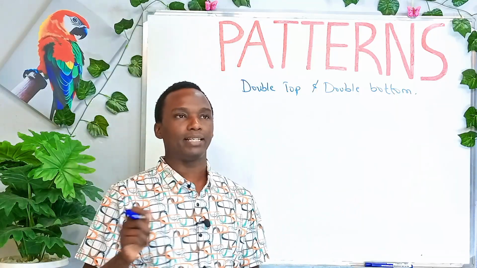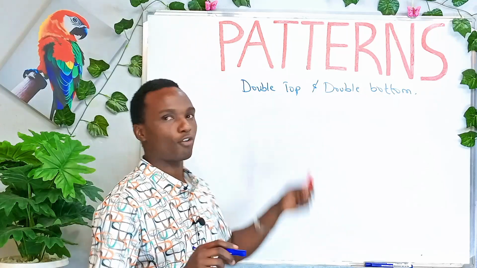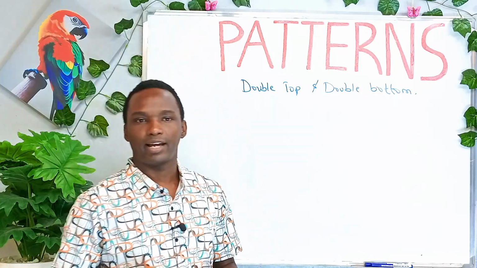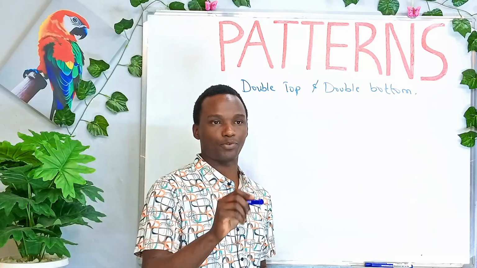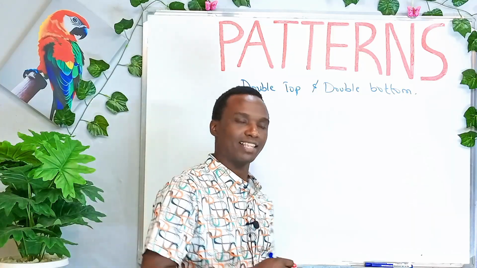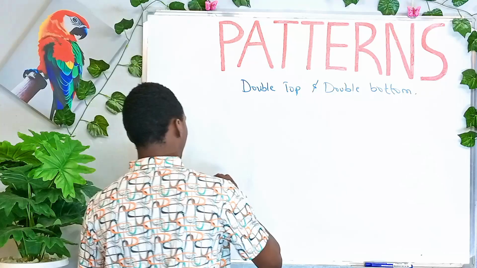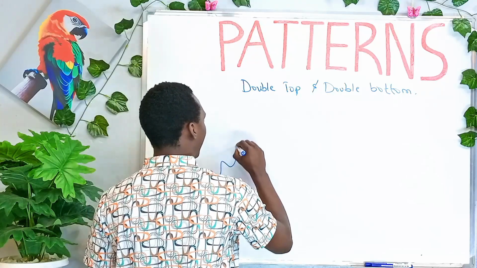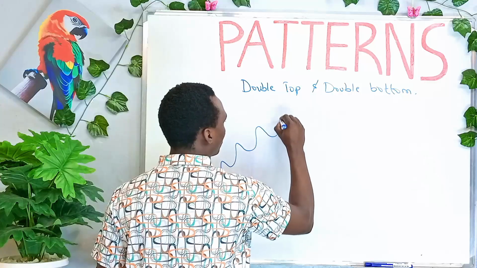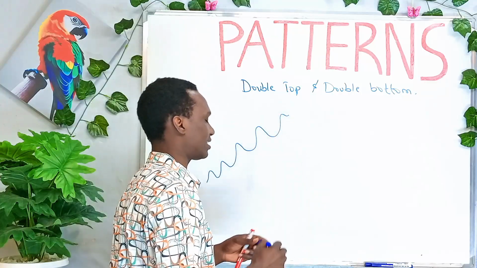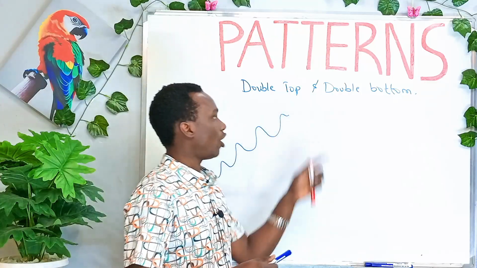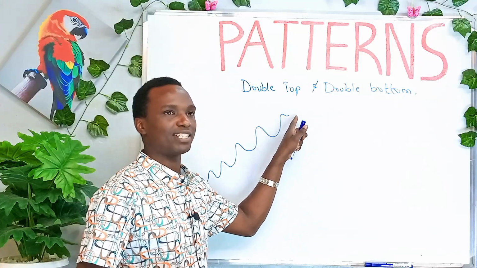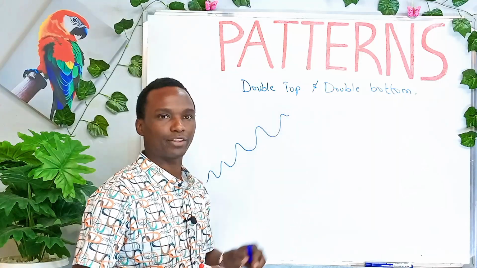Who will tell me when a double top is formed? In a downtrend or in an uptrend? They're formed in an uptrend. Okay, so let's say that the previous trend was an uptrend and it is forming higher highs and higher lows, higher highs and higher lows, and it reaches a certain point there. On reaching this point, this is a point that most of the time the price is unable to break through.